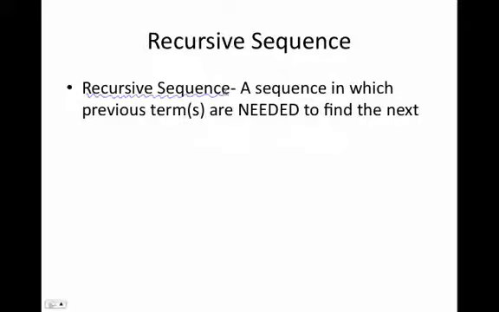All right, recursive. A recursive sequence is a pattern in which previous terms are needed to find the next. It's also repetitive. This is very key: repetitive. Once you identify, oh, I'm just adding 2 over and over again, you could always identify it as a recursive sequence.